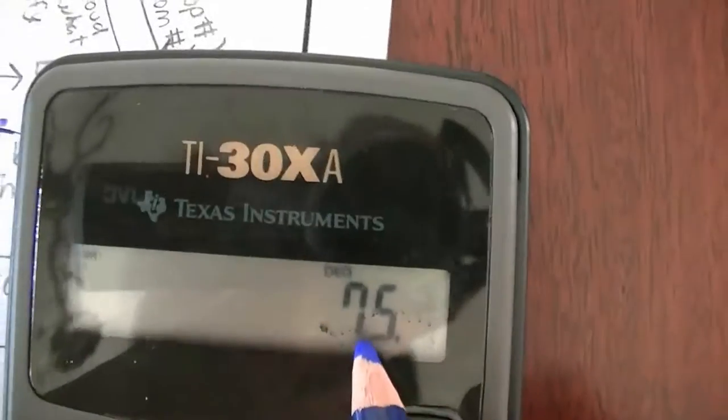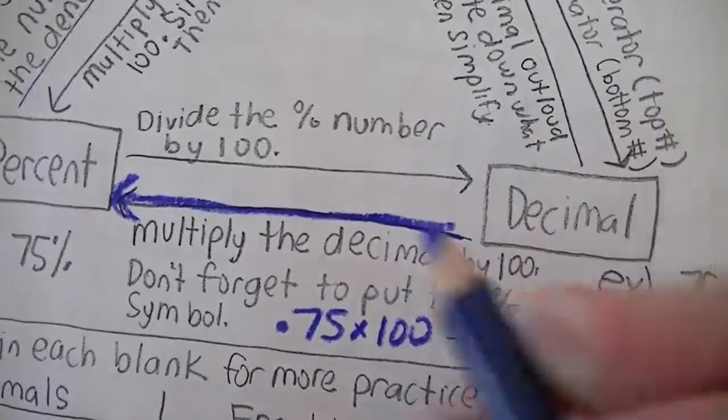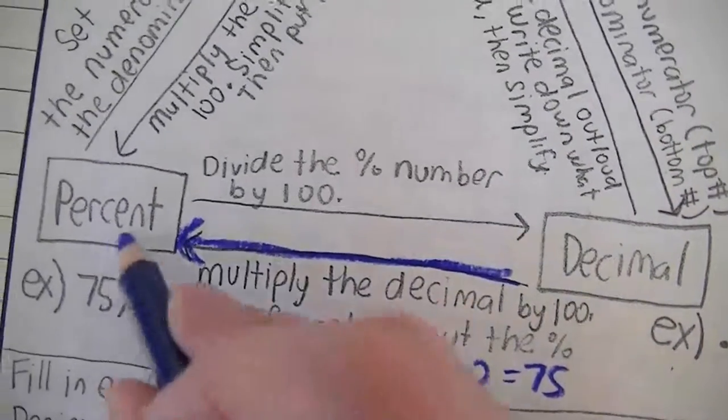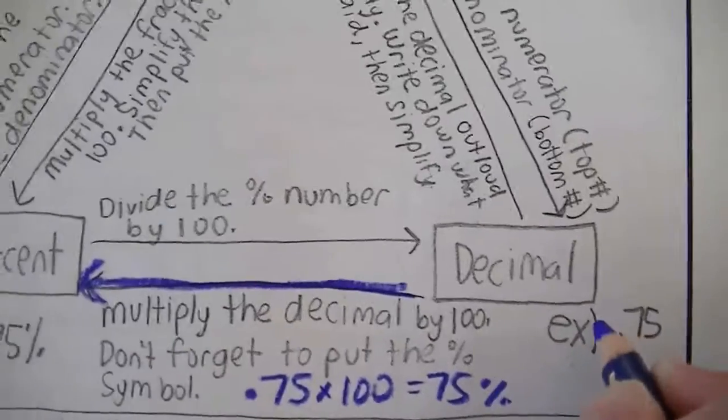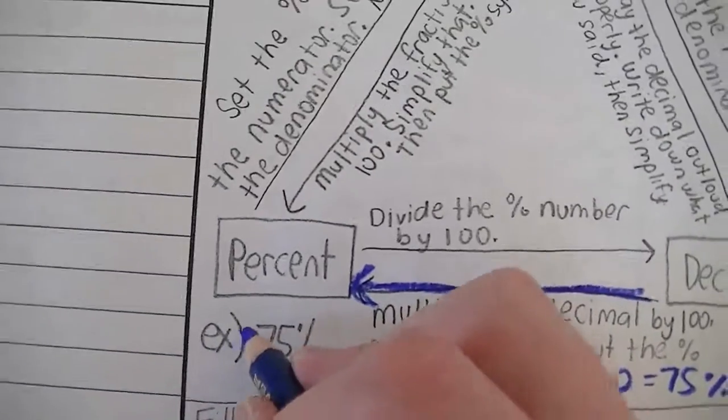And you see we get 75. But don't forget to put the percent symbol because you want it as a percent. So that's how they went from this to this, okay?